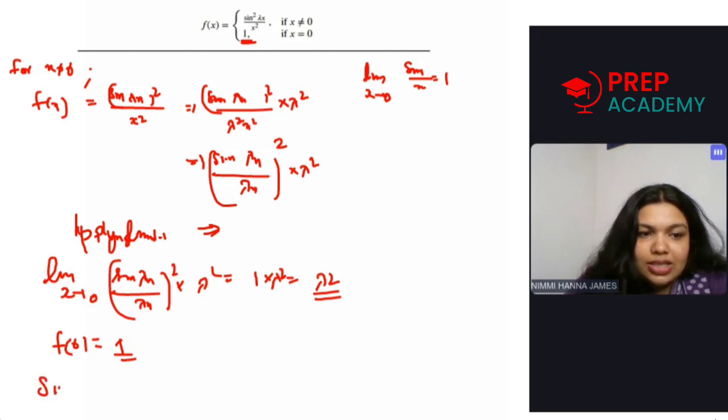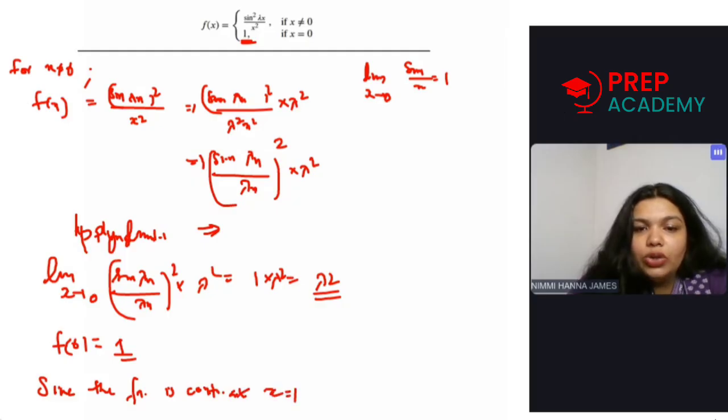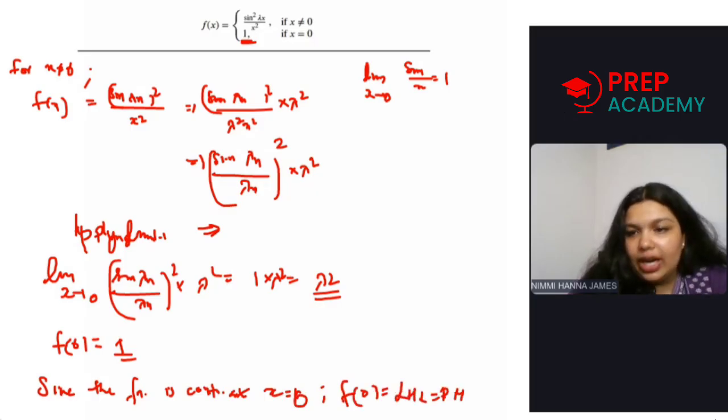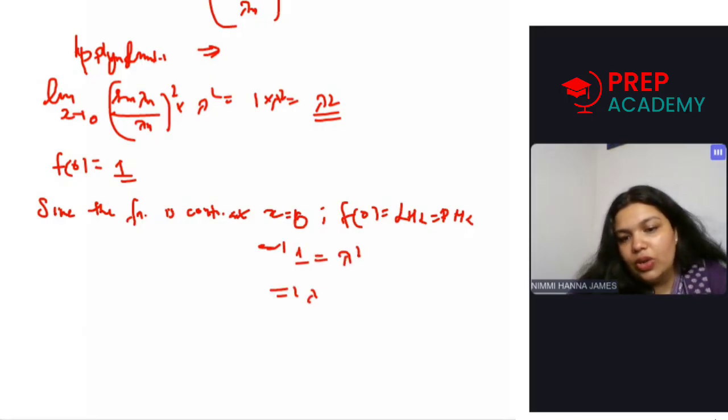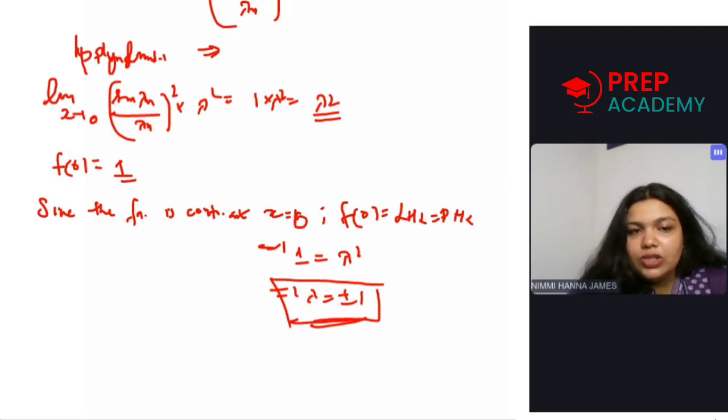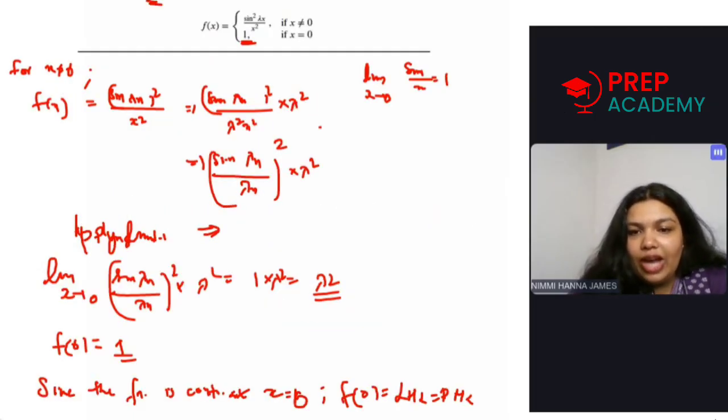Now since the function is continuous at x equal to 0, f of 0 is equal to the LHL, which is equal to the RHL. Here f of 0 is 1 and LHL and RHL is lambda square. So lambda is equal to plus or minus 1. That's what we wanted to find, the values of lambda.